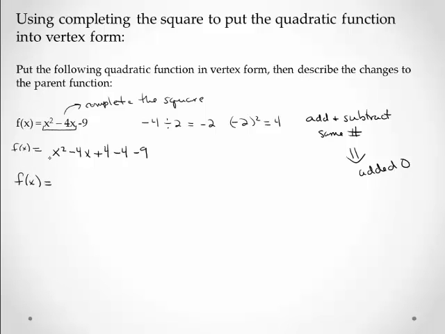Now I'll take this and I will factor it into (x minus 2) squared. And then I'll take this part and combine it. And now I'm in vertex form. I can see that I moved 2 spaces to the right and 13 spaces down. So let's try another couple of those.